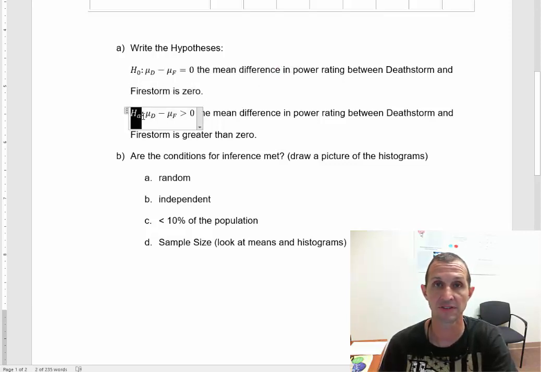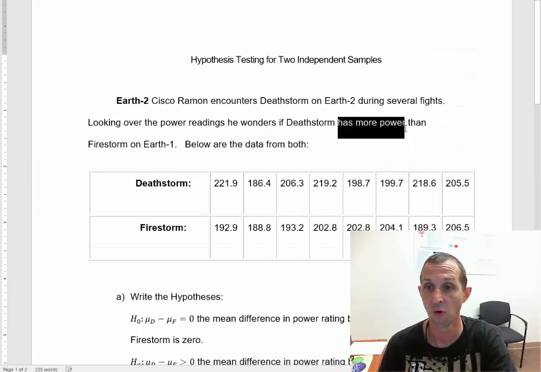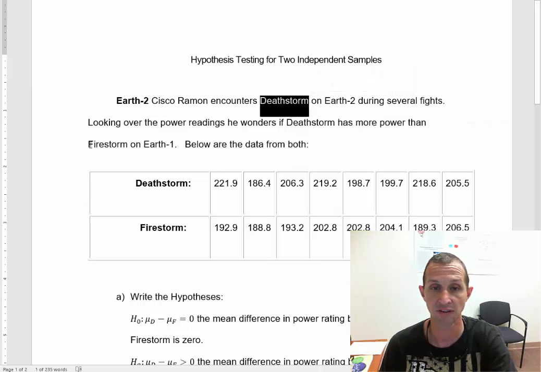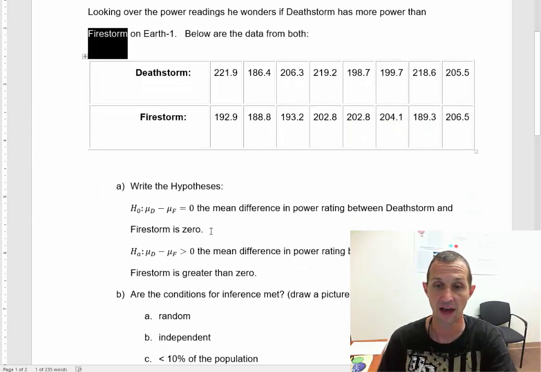For my alternative hypothesis, he's wondering if Death Storm has more power, so I've put in the greater than sign to reflect that. The more power indicates the greater than, and Death Storm is first and Firestorm was second in the problem, so I've just organized them that way.